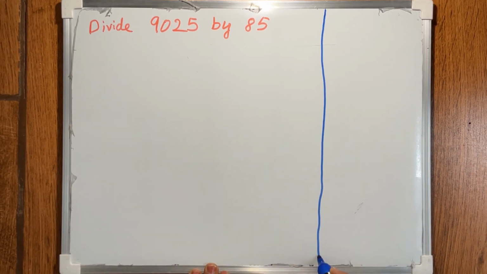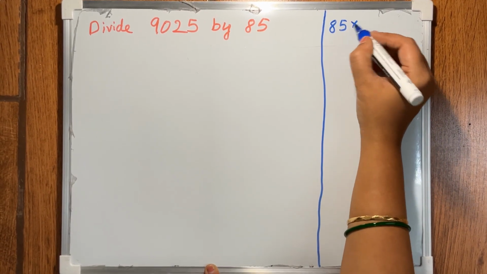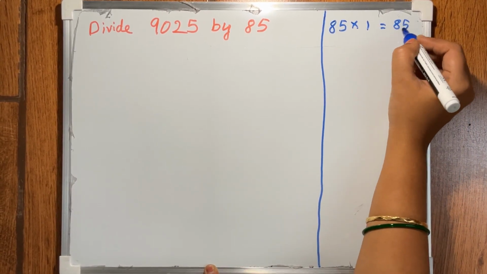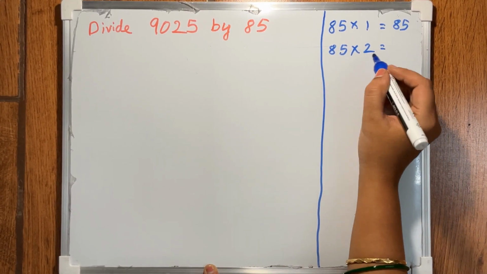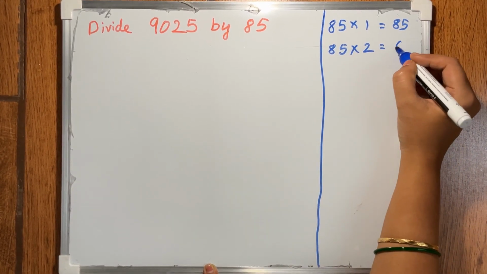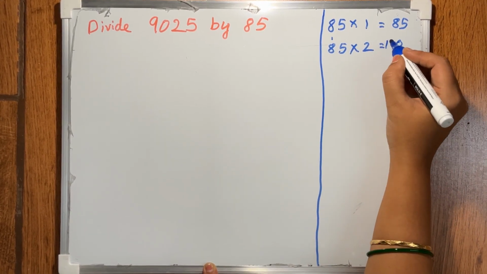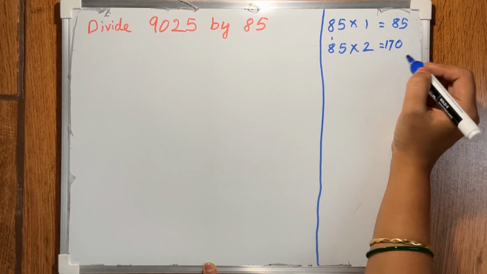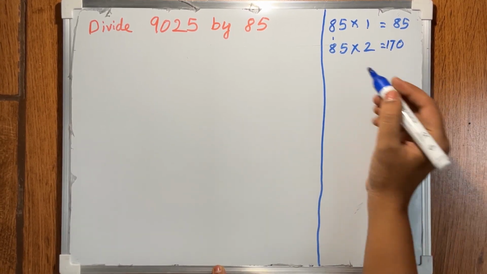If you're finding it difficult to write the tables, you can just multiply and make a chart, like 85 ones are 85. 85 twos are, you can multiply like this only: 2 fives are 10, 1 carry, 2 eights are 16, 16 plus 1 is 17. So 85 twos are 170. Like this we can multiply and make the chart of the tables of any number.